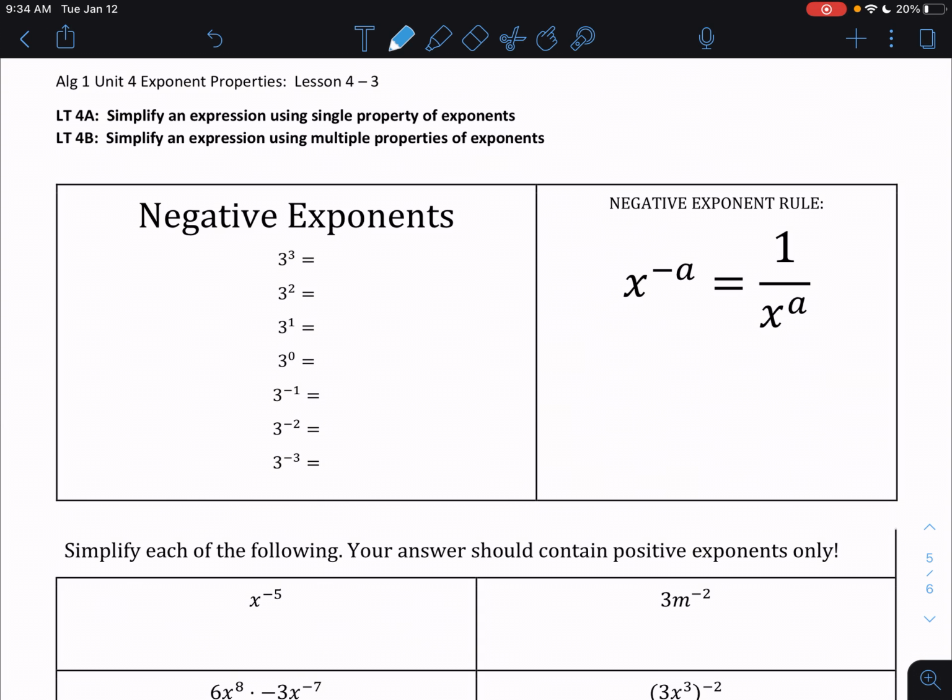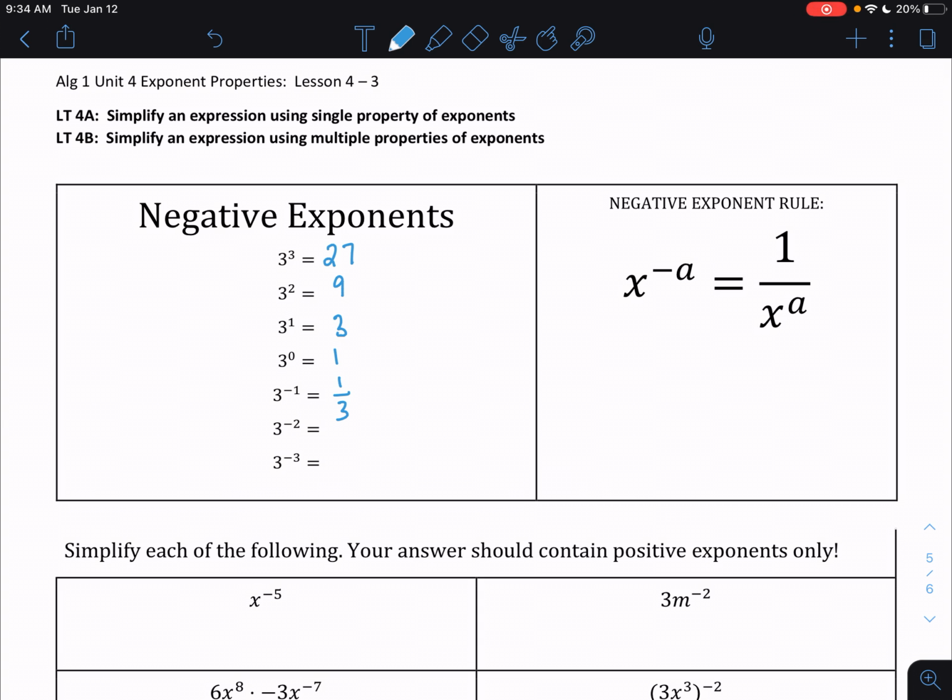So we have 3 to the third, which is 27 because that's 3 times 3 times 3. 3 squared, which is 9. 3 to the first, which is 3. 3 to the 0 is 1 because anything to the 0 power is 1, always. 3 to the negative 1. So this is where we're getting into negative exponents. 3 to the negative 1 would be 1/3.